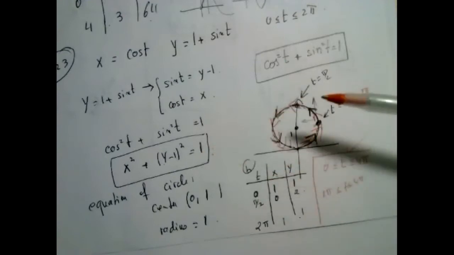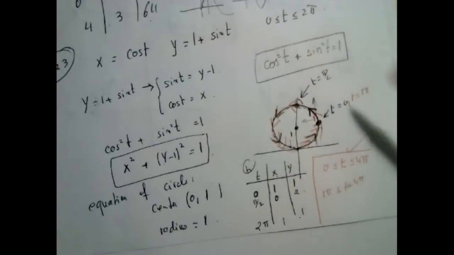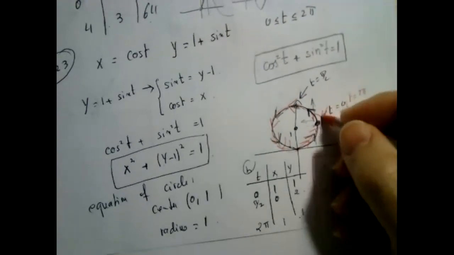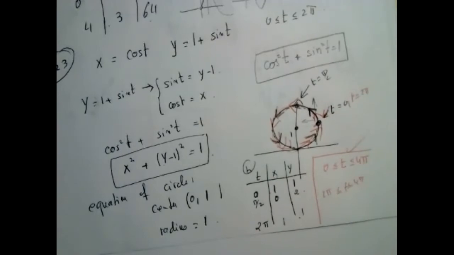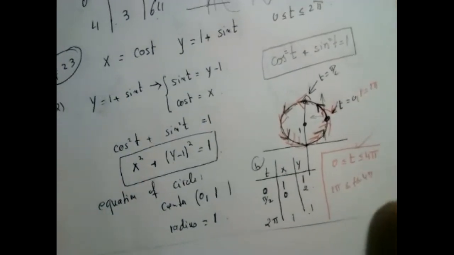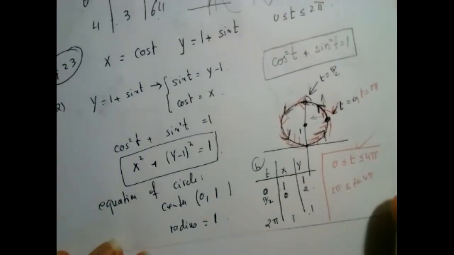This just tells me you are on the circle. That's it. But this tells me exactly how many times I'm going around the circle, where I am starting. I'm starting at t equal to 0, and so on and so forth. So the values don't change, but they repeat twice. Exactly, it goes around the circle twice.